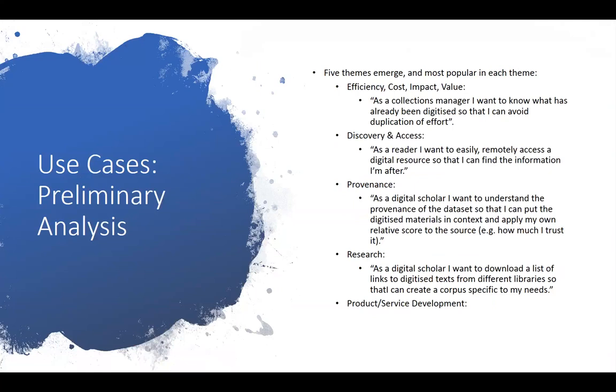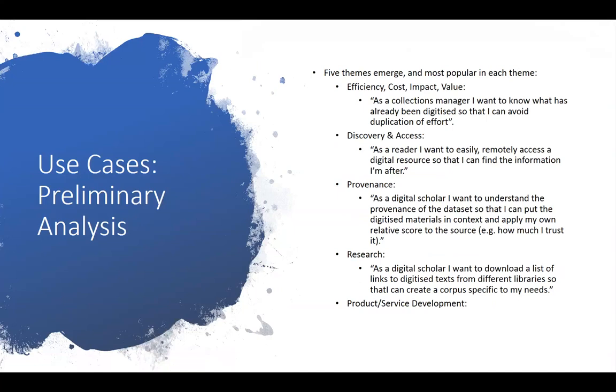The example, and the most popular one, was, as a digital scholar, I want to understand the provenance of the data set so that I can put the digitized materials in context and apply my own relative source to the score, e.g. how much I trust this. So this wasn't actually about the content. This was quite an interesting one. This was about the reliability of the data rather than the reliability of the content. So they're thinking of it as a step before the content.